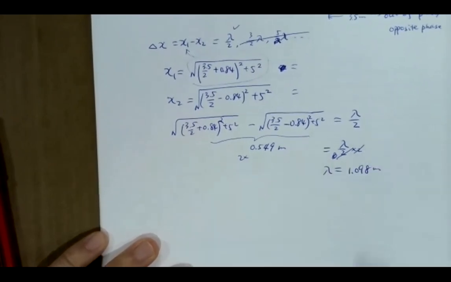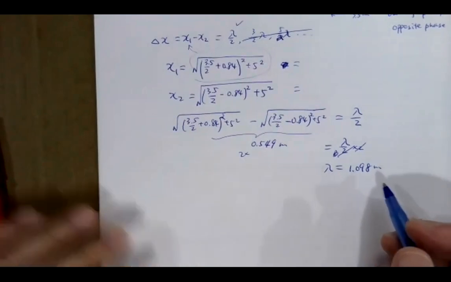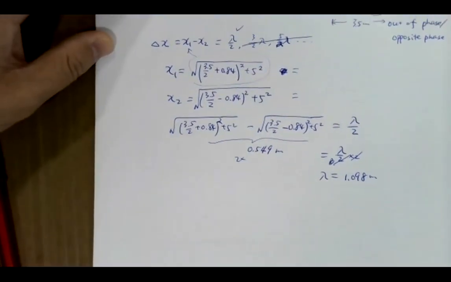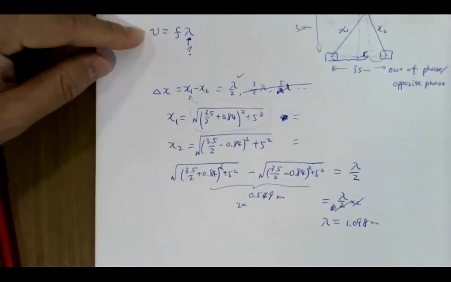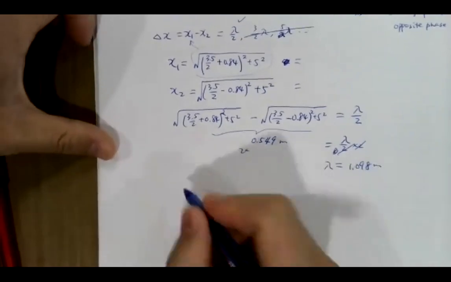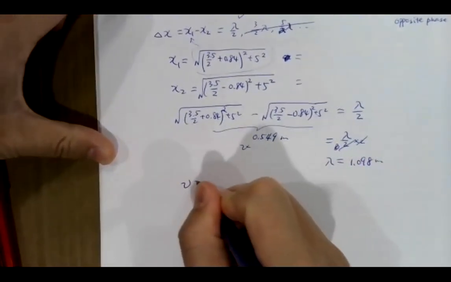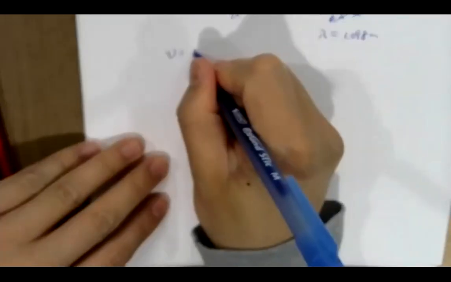1.098 meters. Okay. Once you have that lambda, you put it back into the equation of the speed here. You solve for your frequency. Okay. So speed of the sound wave equals to the frequency times lambda.